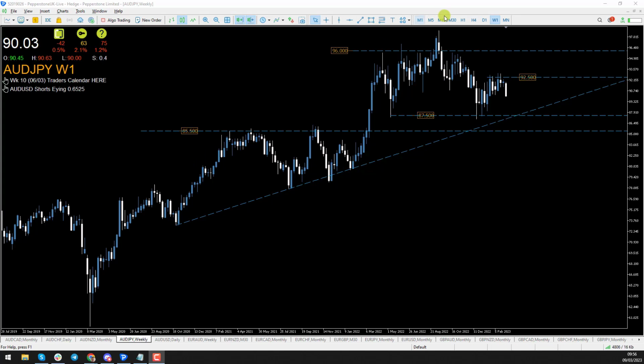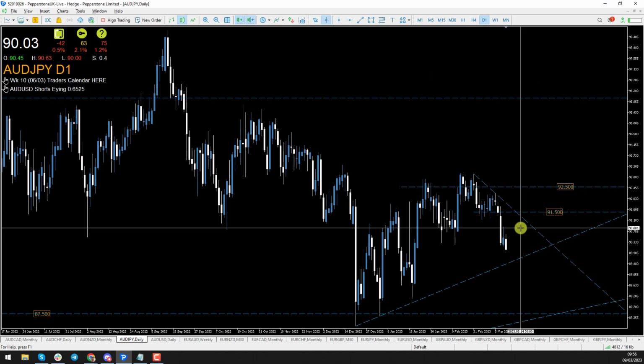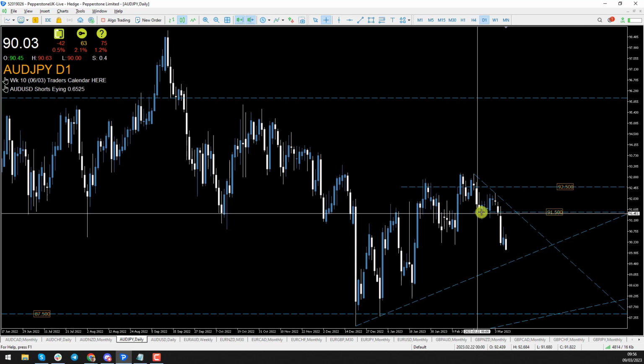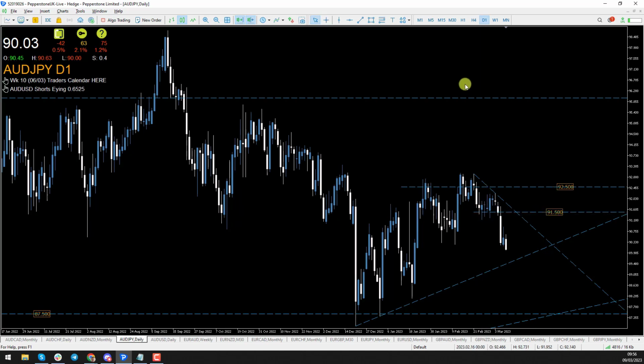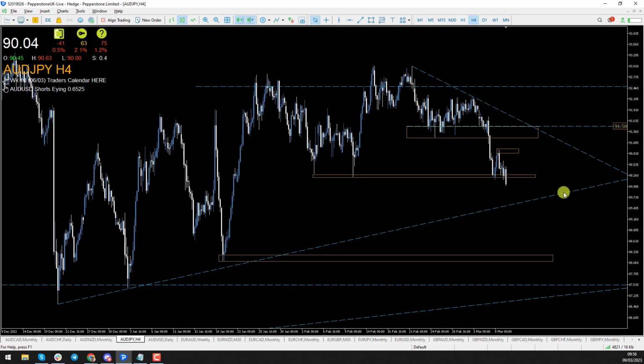Now, if we go down to our lower time frame, if you look at the daily time frame, for instance, you can see I've marked out another area of resistance, which is the 91.50, where you can see these daily lows have come into play. If you actually go to the 4-hour time frame and just zoom out a bit, it opens it up a little clearer, and you can see that price at the moment is trading through another area of support.